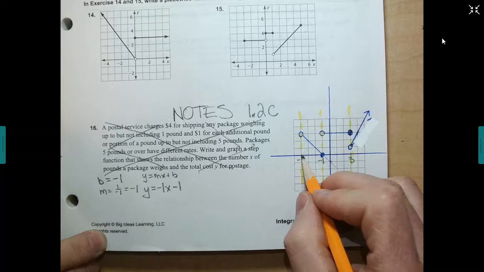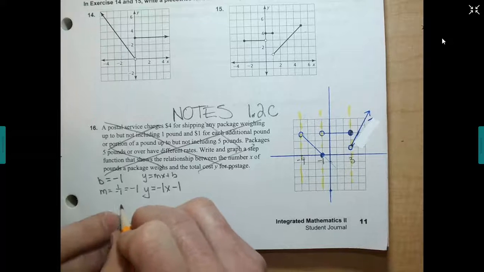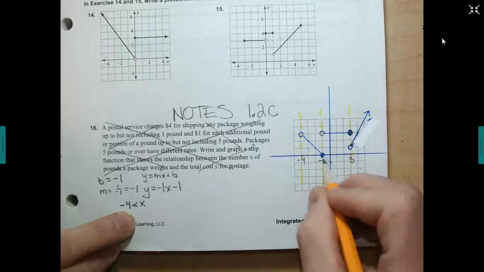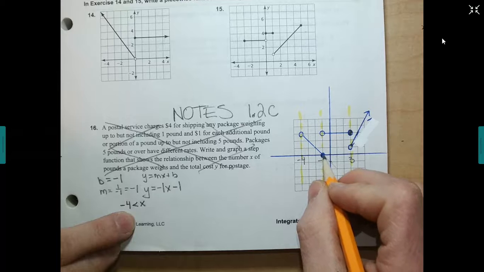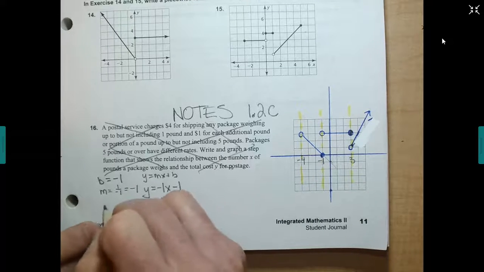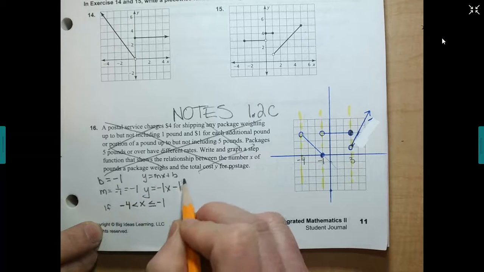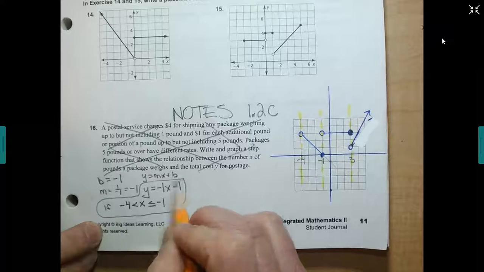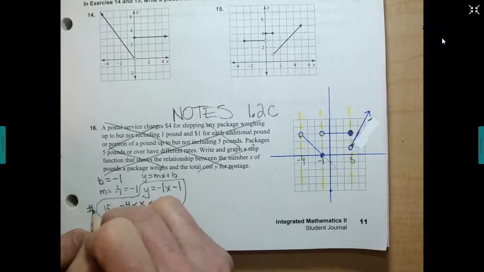So my x value is greater than -4, and it's less than or equal to -1. Less than or equal to -1. So there's number 1.